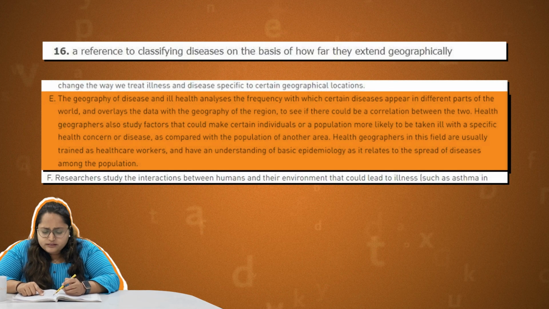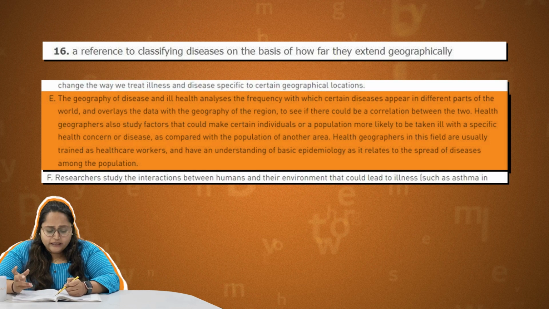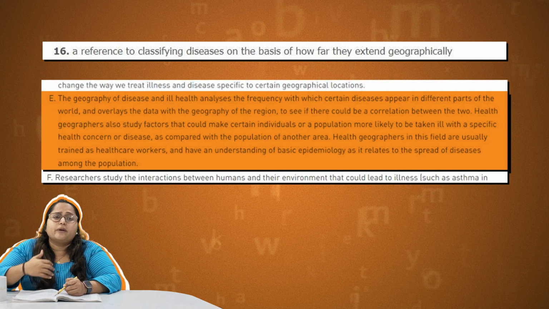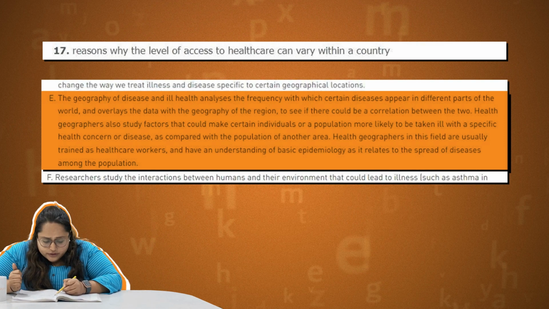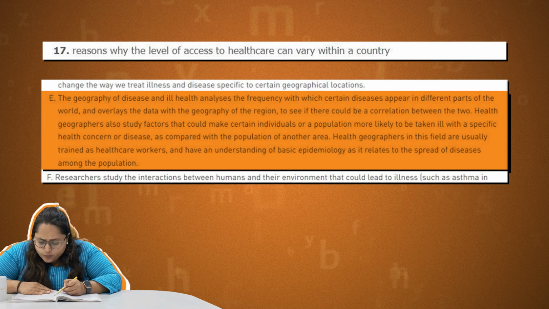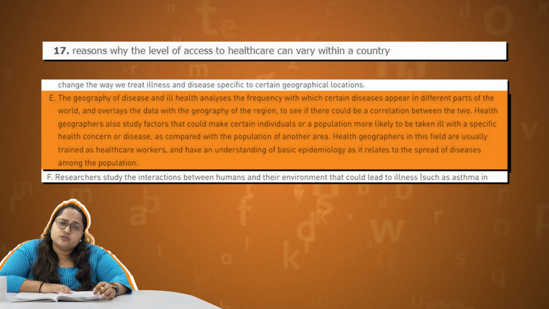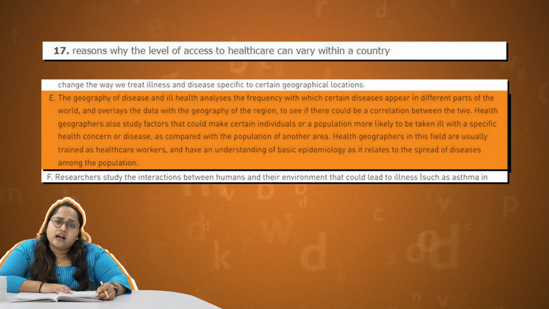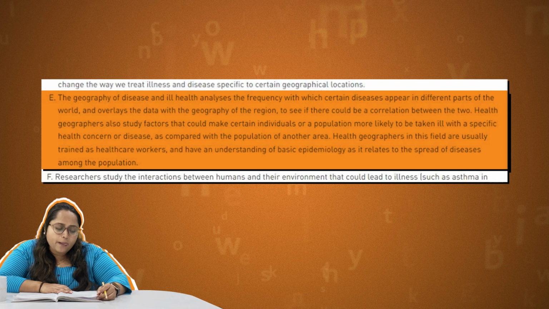So level, they are not talking anything about level, or are they? No, they are not talking anything about level. They are not talking about how far it can spread, nothing, right? 17th, if you see, reasons why the level of access within the country. They are not talking about within the country also. So hence, E is not the answer for any. Do you guys think that that is the answer for E?